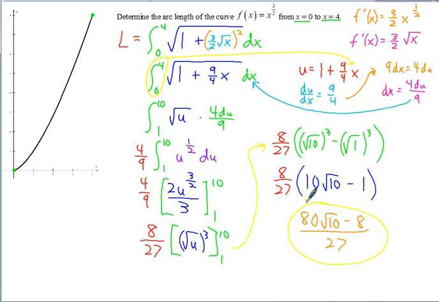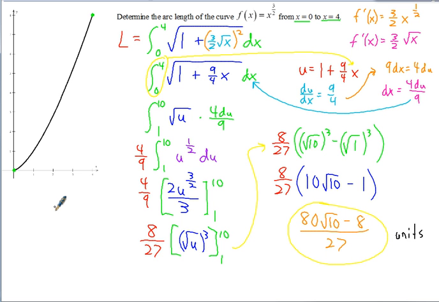Now if you want to, you don't have to put this, but to remind yourself it's a length, not an area or volume, you could just put units. So if this represented 1 inch, then it would be that many inches. If this represented 1 centimeter, then it would be that many centimeters, and so on.